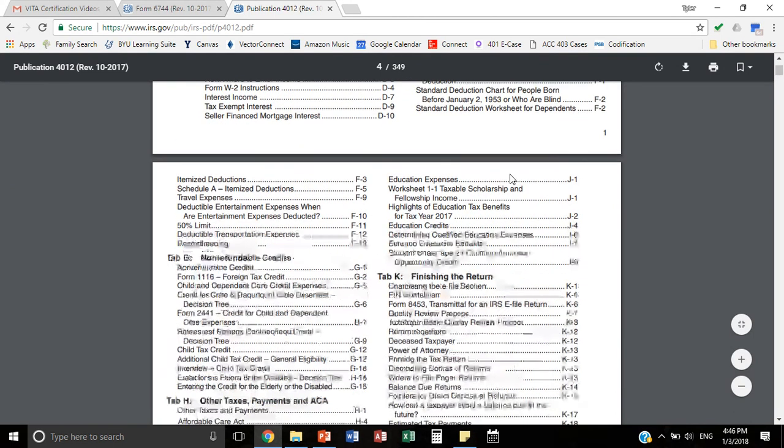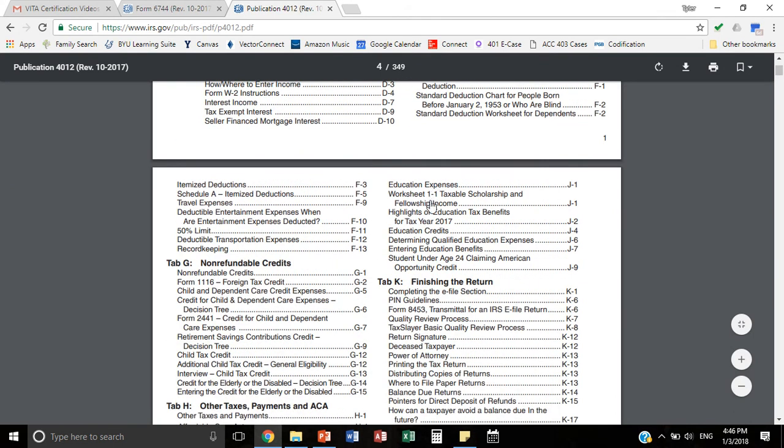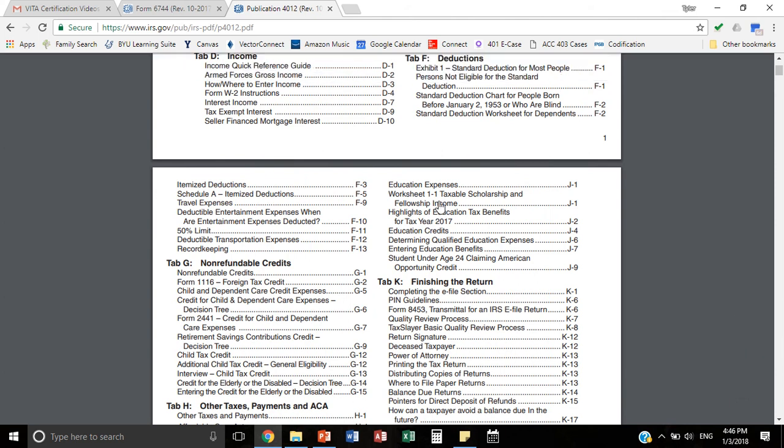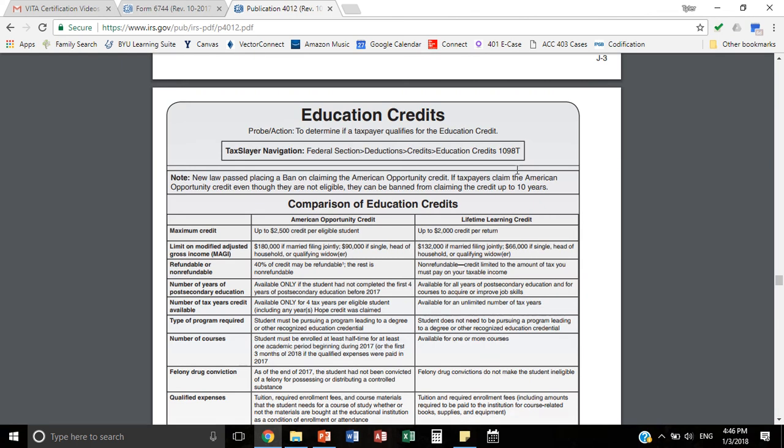So we're going to look through this one, and then we go down. If you're ever not sure which one to click on, because sometimes you have a question and you're not really sure which one is the right one, you can just start at the beginning and scroll through until you find something that looks like what you're looking for. But I'm just going to jump right here to the education credits.